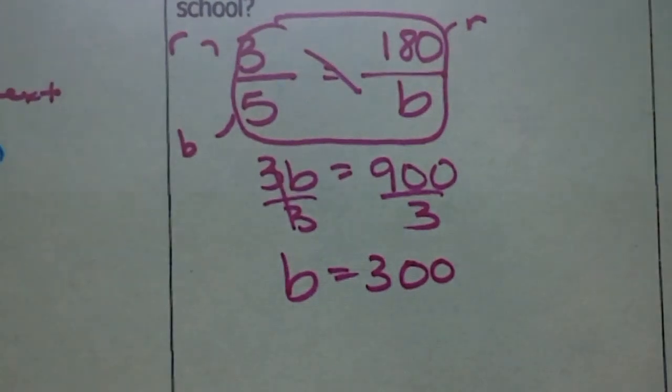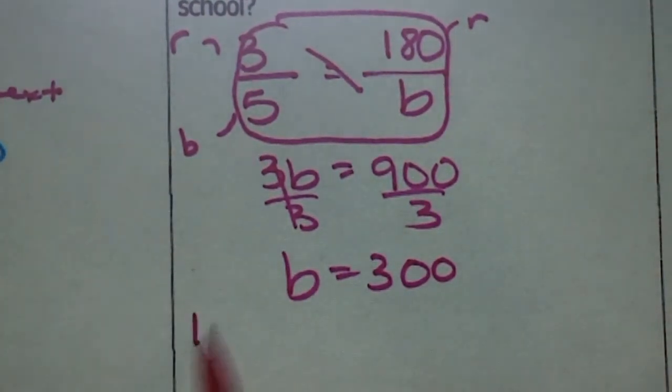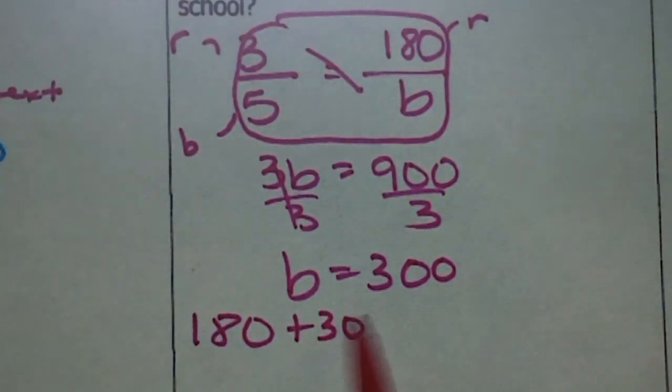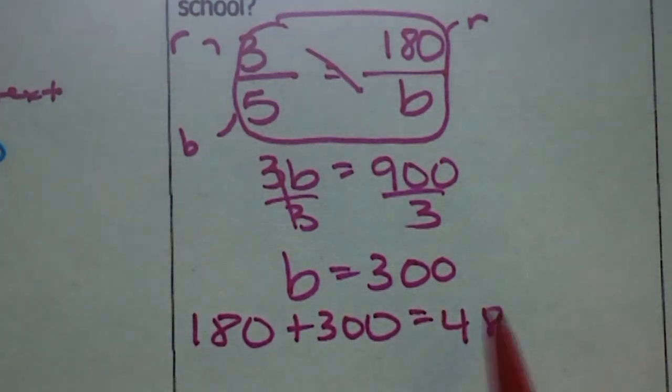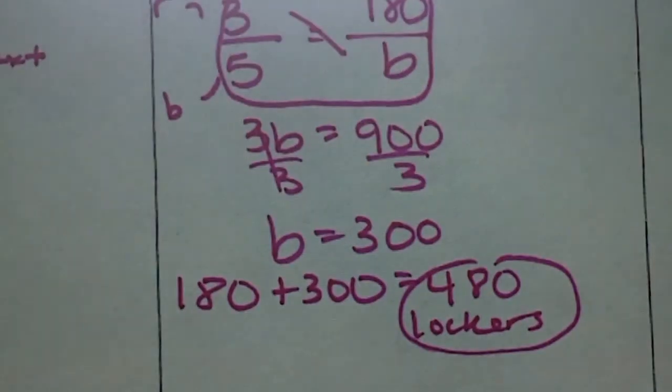So the question, how many lockers there are in the school? Well, there's 180 red. There are 300 blue. That means there are 480 lockers total. All right, those 2-part problems are a bear. It's tricky. All right, last one.